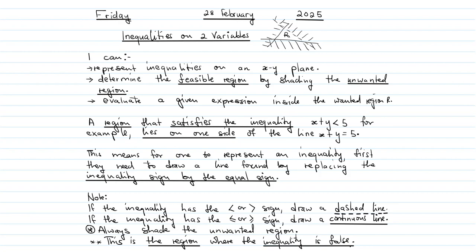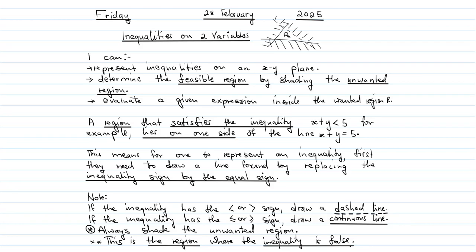So this is all about the preamble or the starting point for a concept called linear programming, where you're looking for this region. So it's all about drawing the lines, determining the unwanted region, shading it away, and then you remain with the sole wanted region, which is the space inside there. So this is the wanted region, R. And inside this wanted region, you might want to evaluate a given expression. Maybe they'll say, what is the maximum value of x plus y inside this region? So that's what we'll be doing.